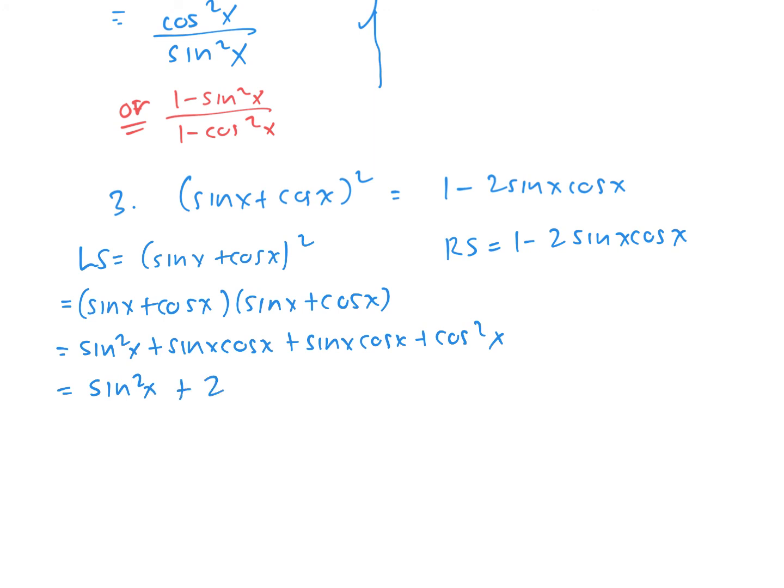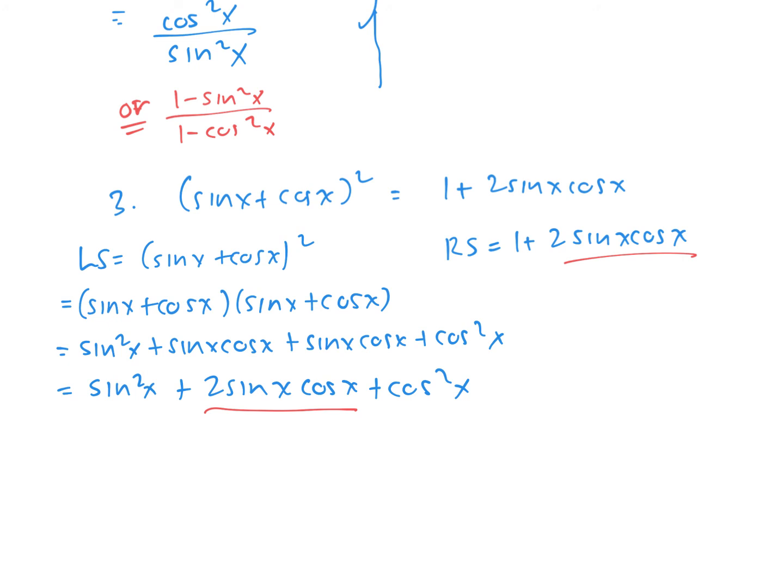And then I have 2 sine x cos x in the middle. So then I check the other side. Oh, maybe that's a plus. I think that's a plus. So I check the other side, and what I see is the same as this middle term, right? I've already got that, so that's great.